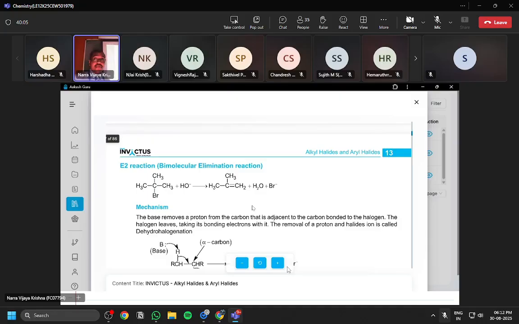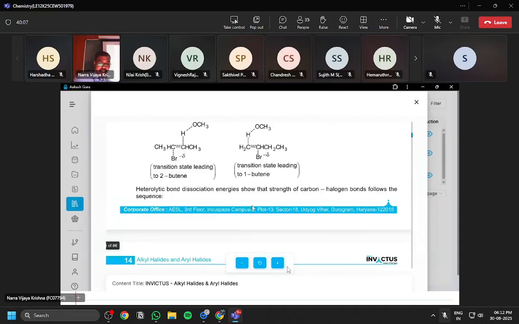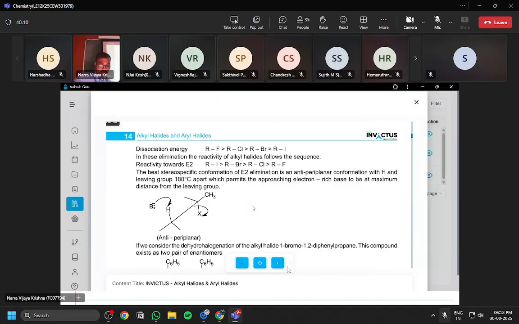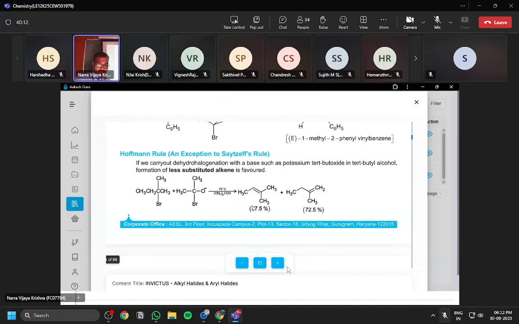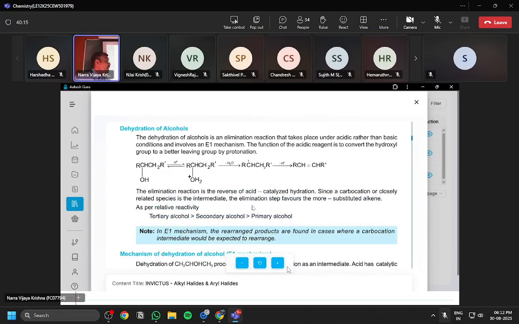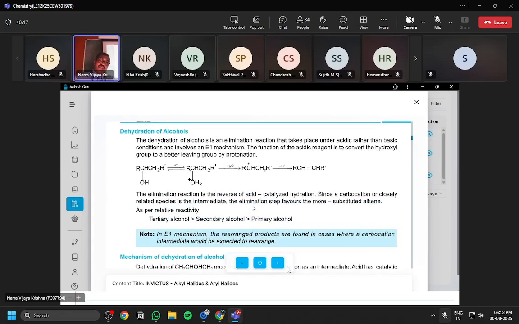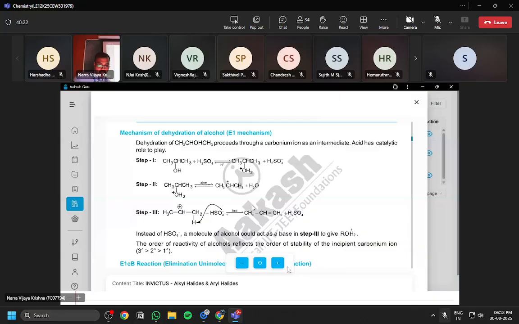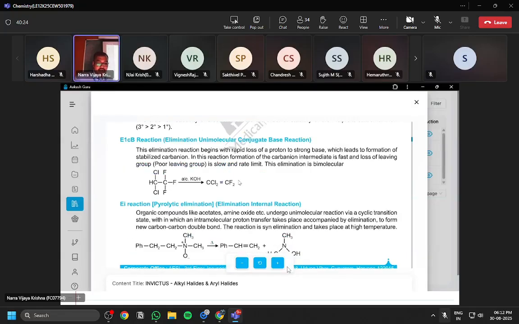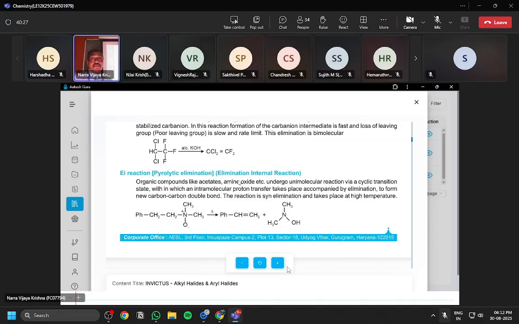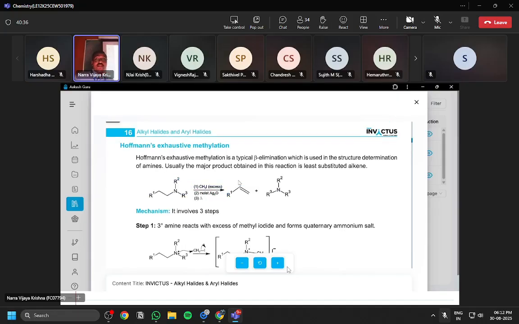Then E2 elimination. Saytzeff, Hofmann. After that, Hofmann also we have done. Dehydration of alcohols via E1, E2. Generally, they prefer to undergo by E1. Then E1cB, Ei mechanism. Here we discussed Cope elimination. Then pyrolysis of esters also we have seen, right? Then Hofmann exhaustive methylation, formation of alkenes having beta hydrogen.